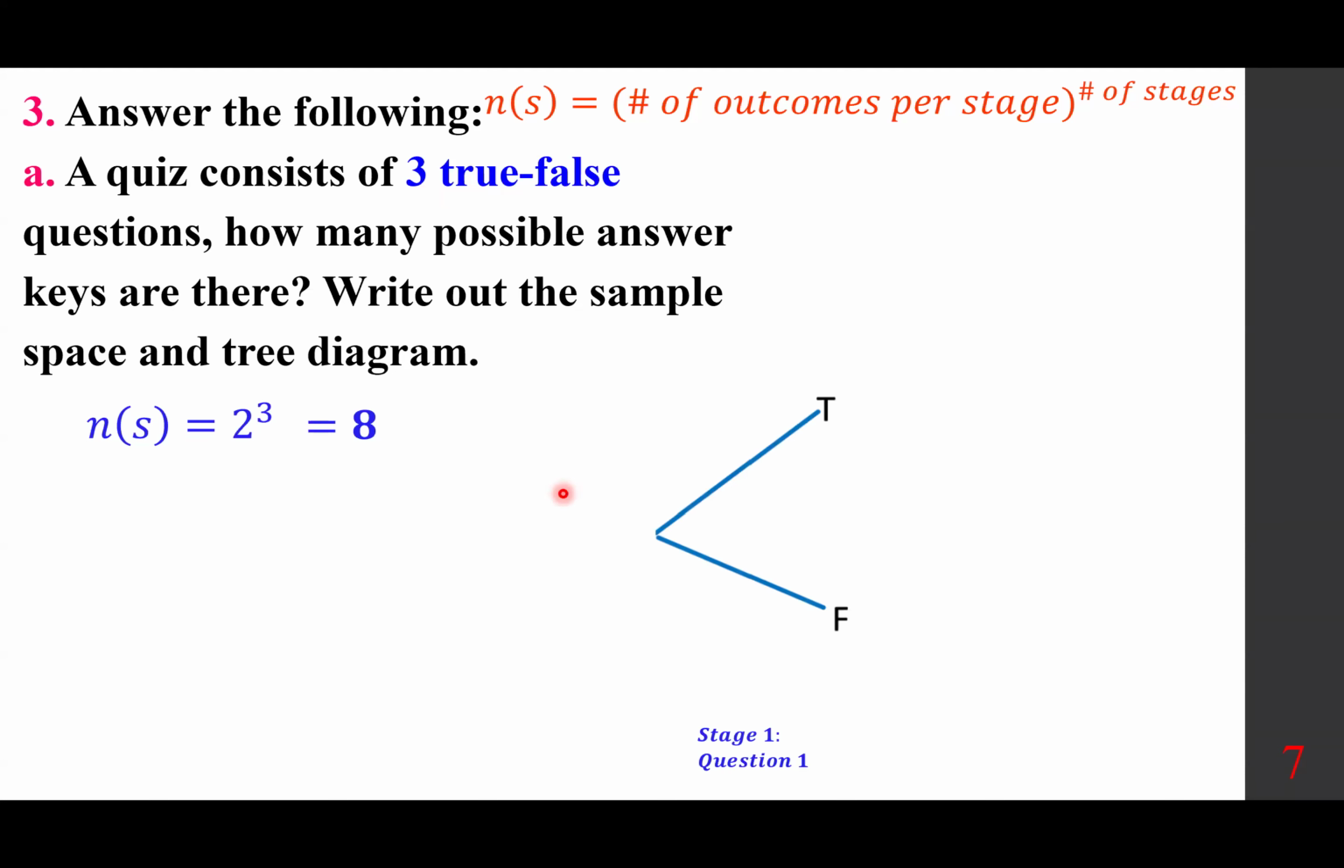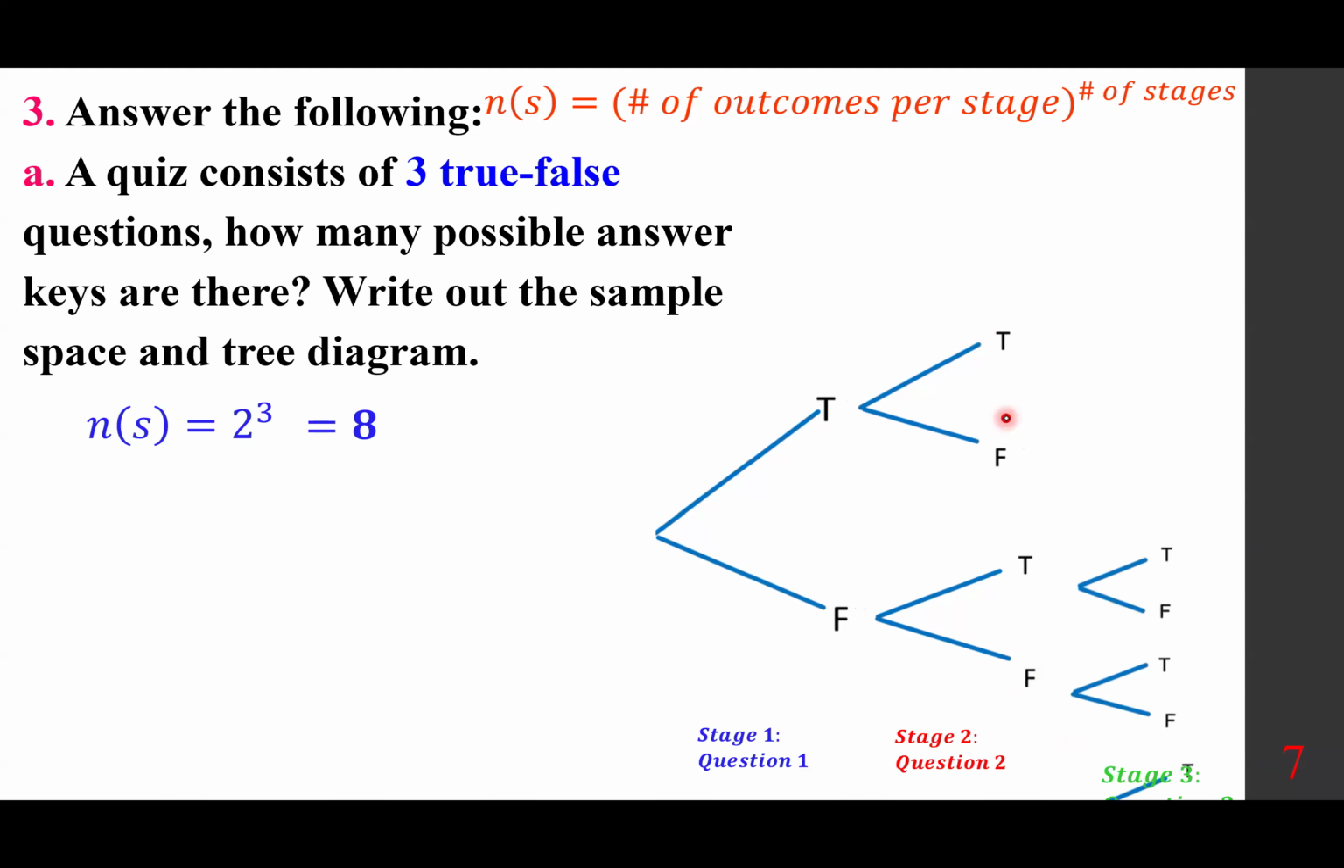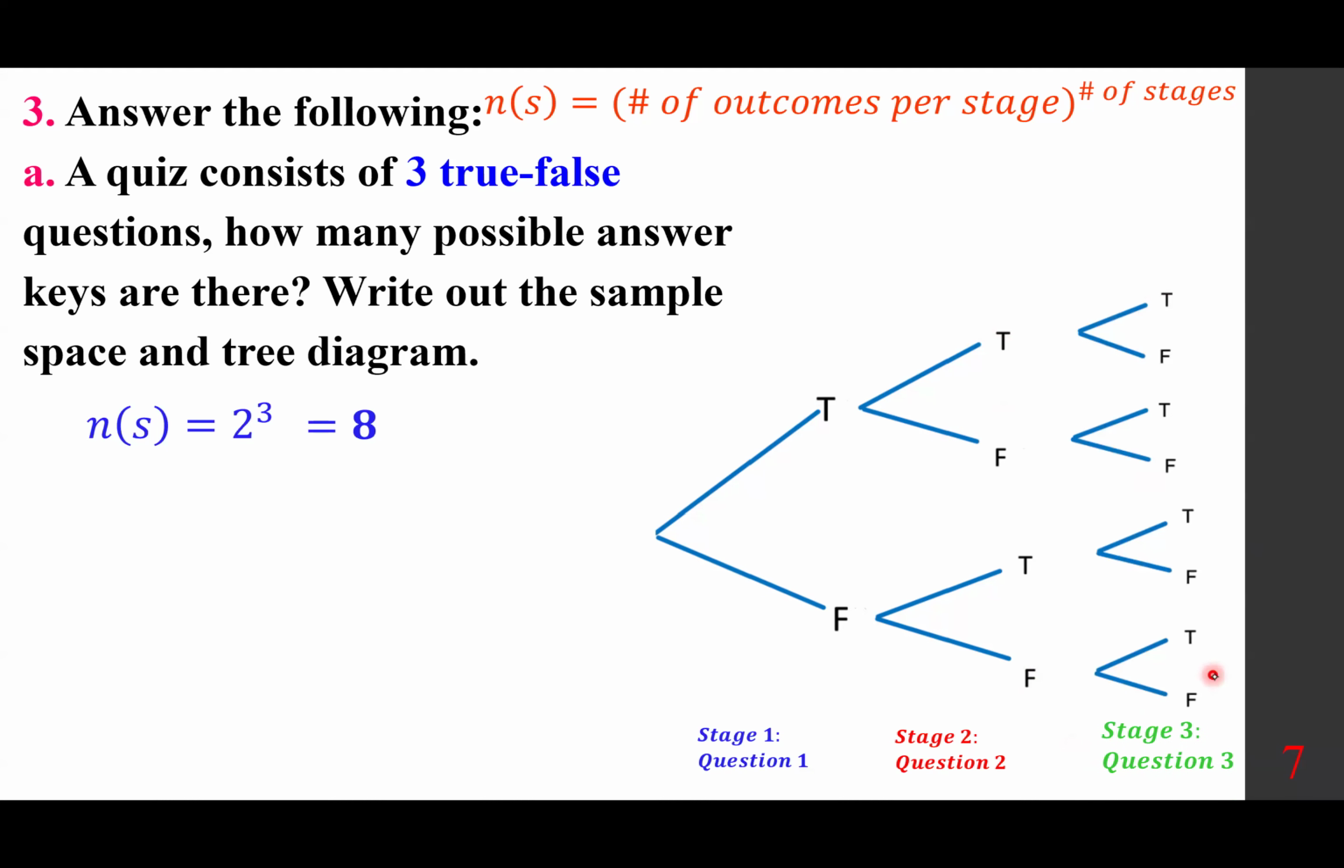Now look at the first one. Stage 1, question 1 is true, false. Now the second one, true, false here, and the third one, each one gets a true, false. So here's the second one, TF. If we had only 2, we would have TT, TF, FT, FF. There would be 4 outcomes. However, we have one more, so TF and so on.